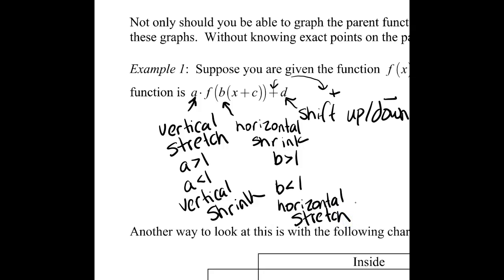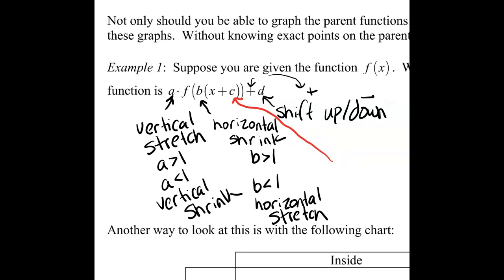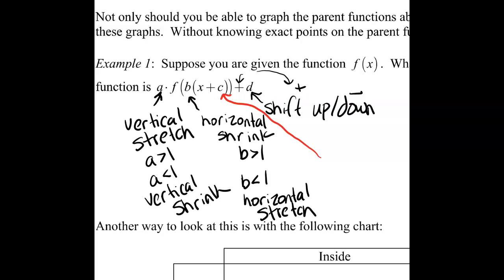Alright, and then finally, c, which I'm running out of room for, so I'm going to make that a different color, just so we can see. Anyway, c is on the inside, it's being added. Well, adding on the outside shifted me up and down, so adding on the inside is going to shift me left and right.